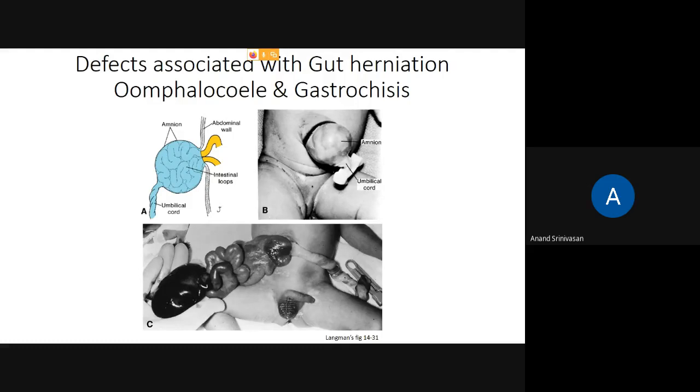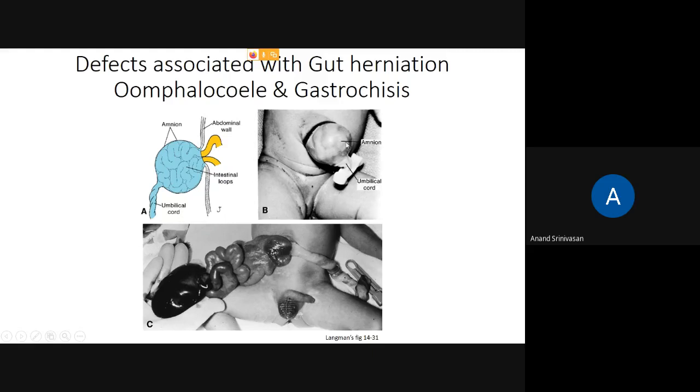What happens if this midgut does not go inside the abdomen? If it does not go inside the abdomen, it is called gut herniation, that is, herniation of the GI tract. Now here you can see two conditions. In both of them, the gut is herniated.